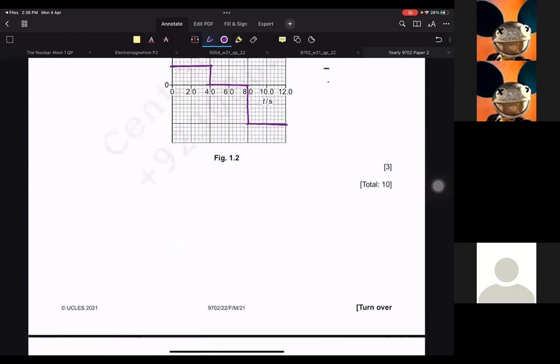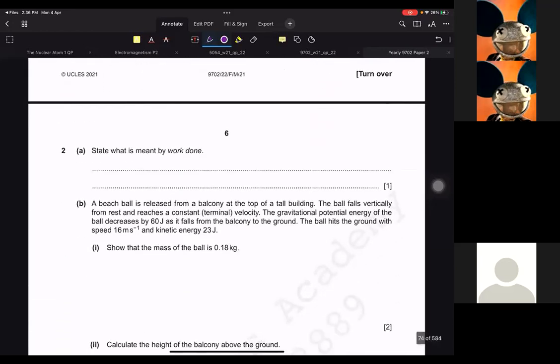All right. Now, then it says state what is meant by work done, and it has a very specific definition. You write that force times displacement, but make sure you add to this line that it is in the direction of force. That should be written.